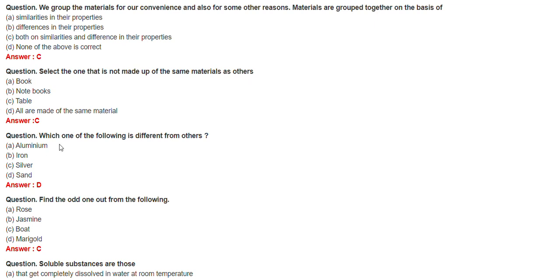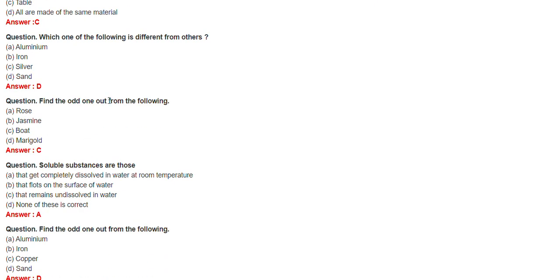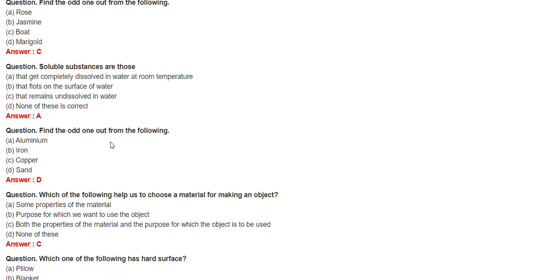Table. Which one of the following is different from others? Sand. Find the odd one out from the following. Boat, rose, jasmine, marigold, the flowers. Boat is different. Soluble substances are those that get completely dissolved in water at room temperature. Find the odd one out from the following.